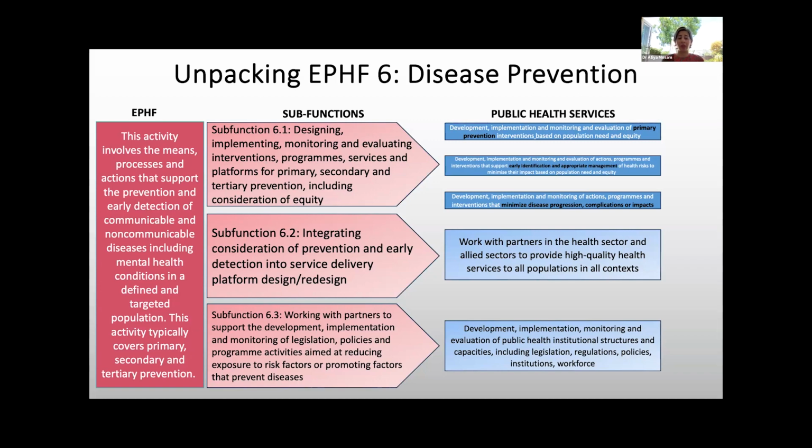If you look at 6.3, it talks again about working with partners to support legislation to reduce risk factors. And again, there's a public health service related to that. And this could be, for example, practically a defined minimum list of services, including public health services, again, around maybe potentially HPV services in terms of immunization and screening, that all regional services or local health authorities would need to deliver. So that is a very practical way of seeing how one EPHF could be unpacked into its components.